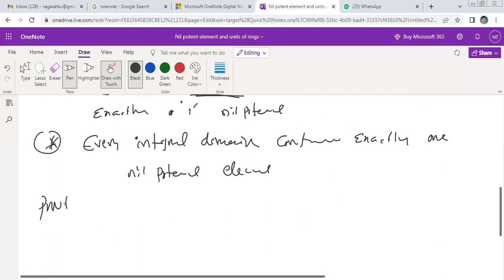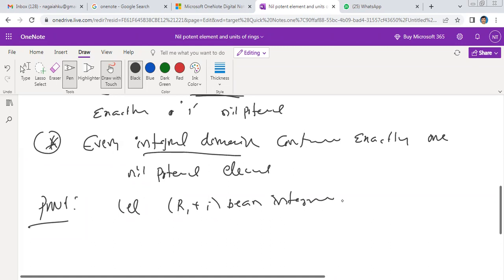Suppose let R, plus, dot be an integral domain. Integral domain means it is a commutative ring with unity. My ring is an integral domain. Okay, let x be an element in R. This element is a nilpotent element, because we are going to prove that every integral domain contains exactly one nilpotent element. Suppose let R, plus, dot be an integral domain and x belongs to R is a nilpotent element. Now I am going to check how many nilpotent elements are there.